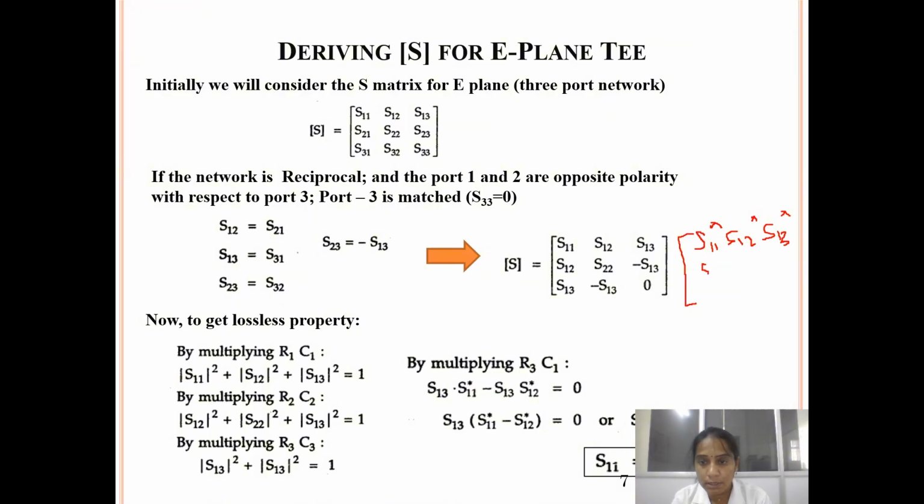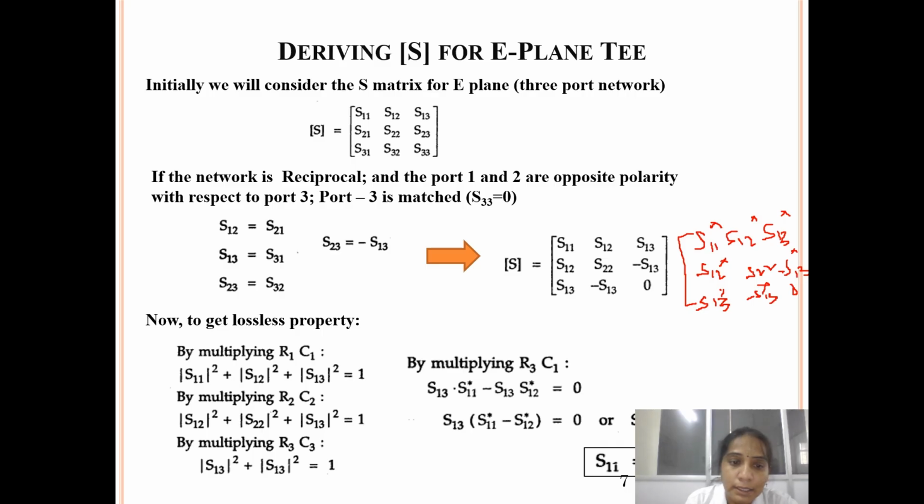So, after that, we can write like this. I am making this row into second column. So what is the third element? Minus S13. So if I am writing this here, I will get minus S13 conjugate, and I'm taking the third row and writing it as third column. So S13 conjugate, minus S13 conjugate, and here 0.